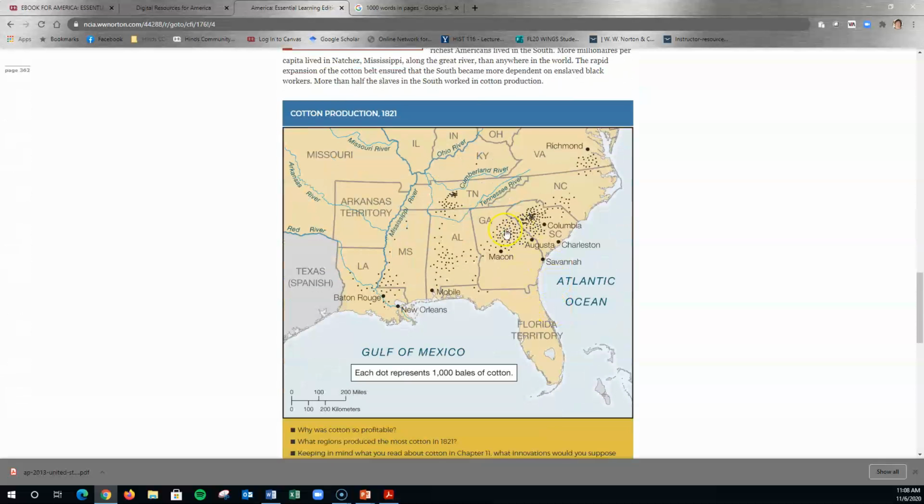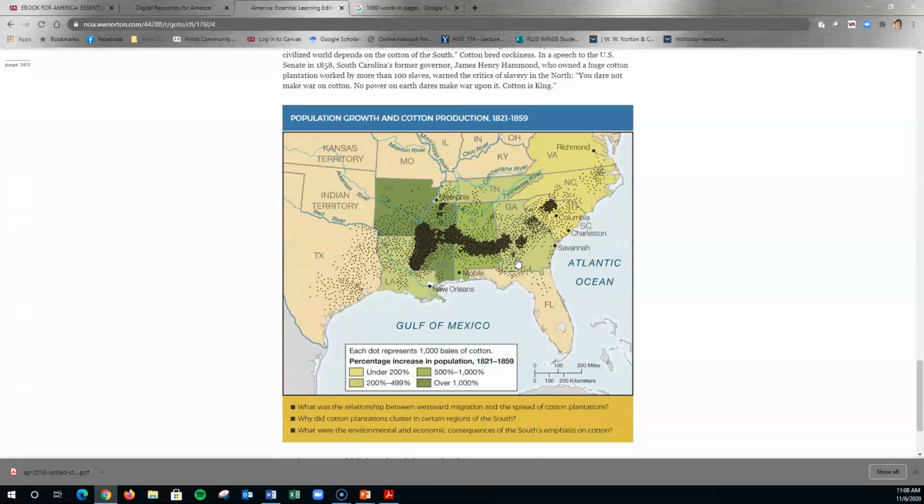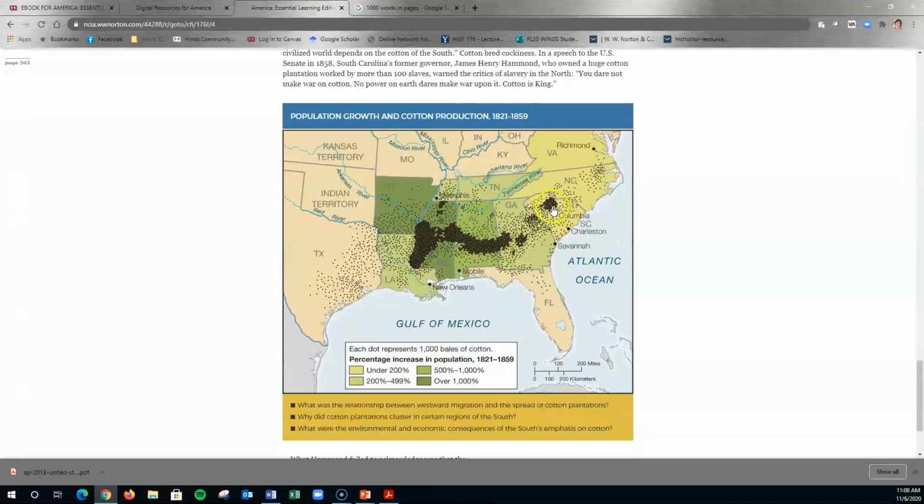Cotton production in 1821: you can see where cotton was produced in 1821. You flip over there and you get to cotton production in 1859, and this is where most of the cotton in America is being produced. Huge amounts are being produced here in Alabama and then here in Mississippi as well.